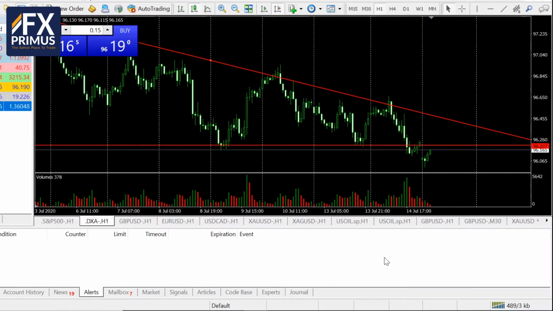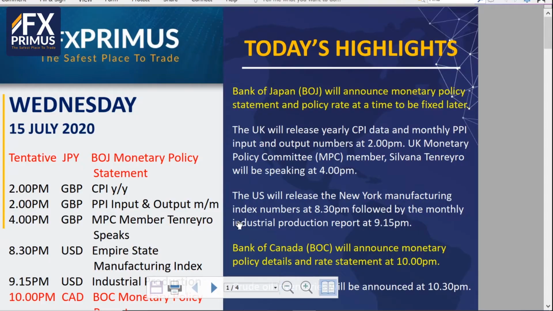In part one, we had a look at the news events which are coming up for today, and also we had a look at the economic results which were announced over the last 24 hours, and also how it impacted the US dollar, the UK pound, the euro dollar, and also gold prices. So let us have a quick look again and see.